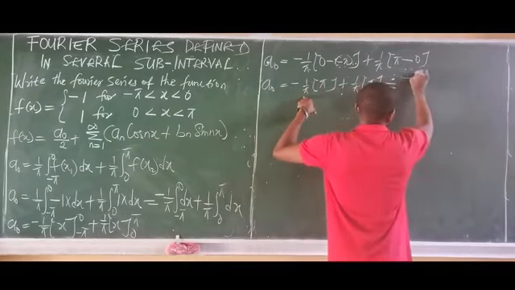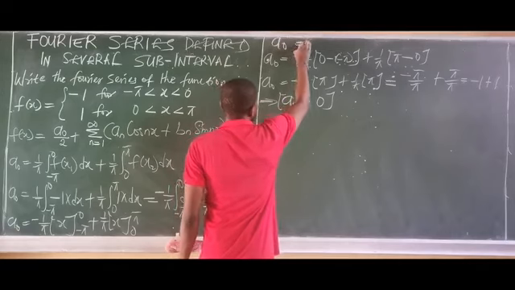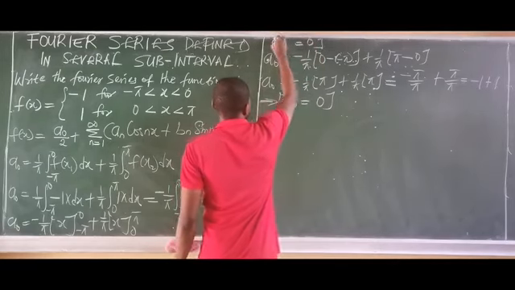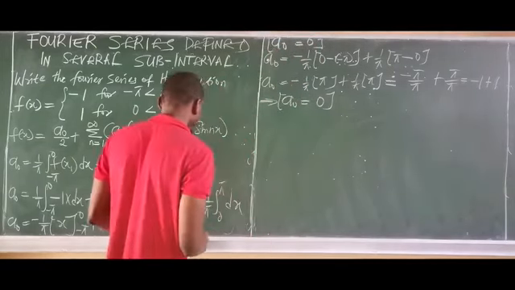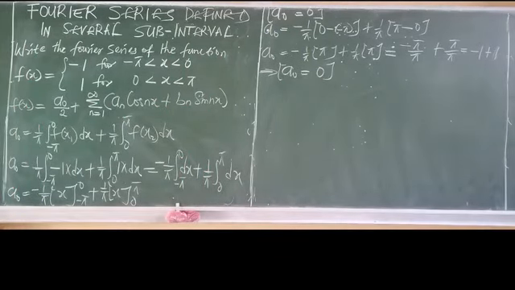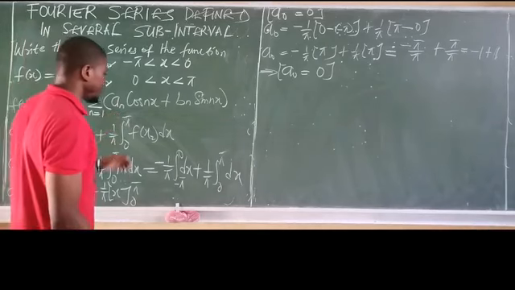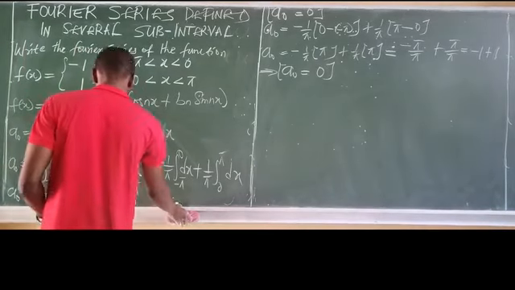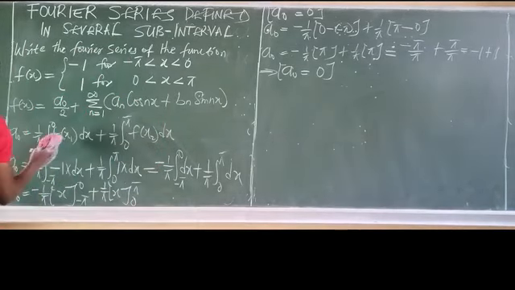You can pen this somewhere. Let's say a naught equals 0. So the value of a naught is 0. Having obtained a naught, the next thing to do is to find an and bn. So let's still start from here.